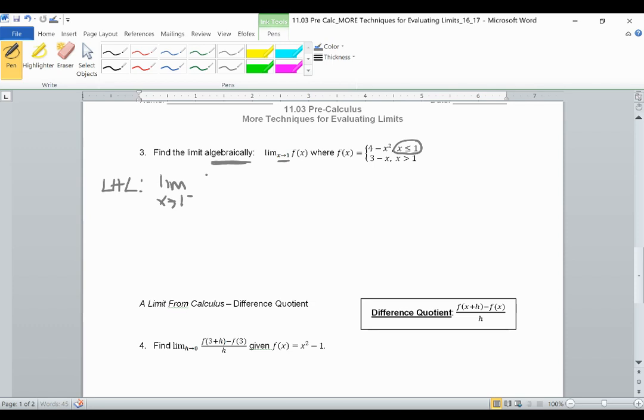So we're going to do 4 minus x squared, and then do direct substitution. 4 minus 1 squared is 3. Let's see if we get 3 for our right-hand limit.